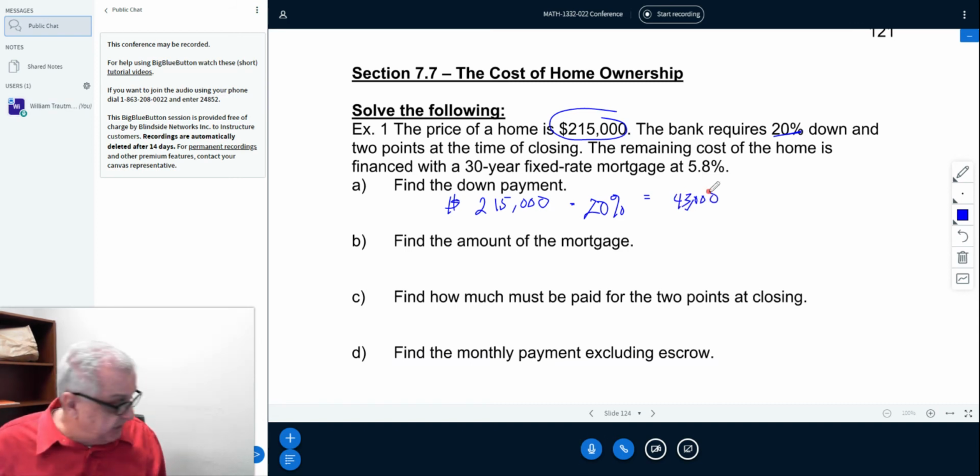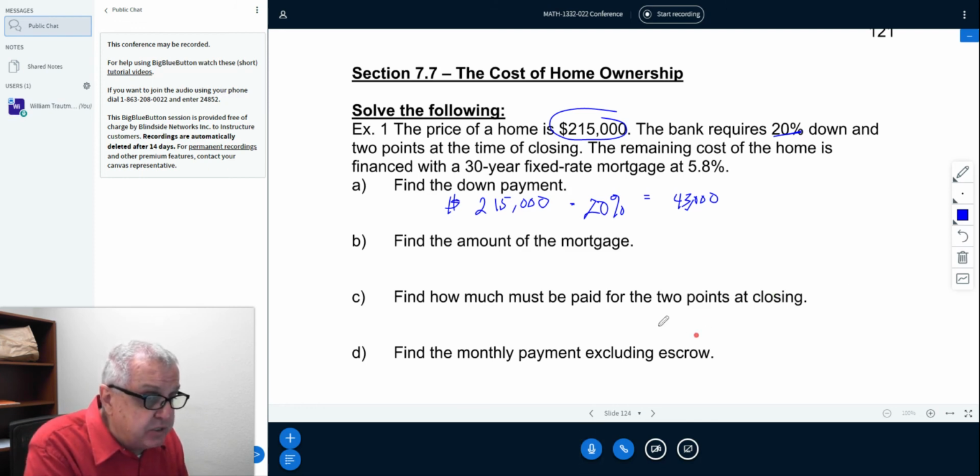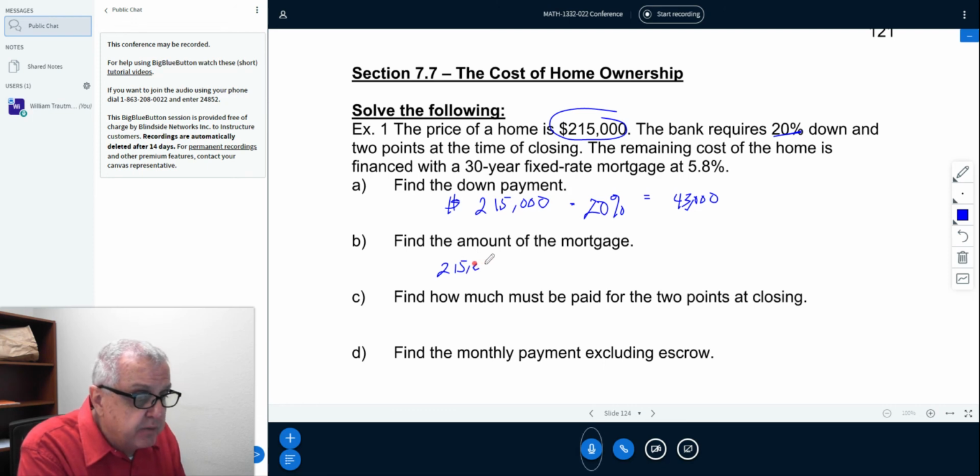And when you put it in your calculator, you get 43,000. So to buy a $200,000 house, you had to put 43,000 down. So if you give them $43,000 for this house, then the amount that you're going to finance is $215,000 minus your $43,000 you're going to give them to put down.